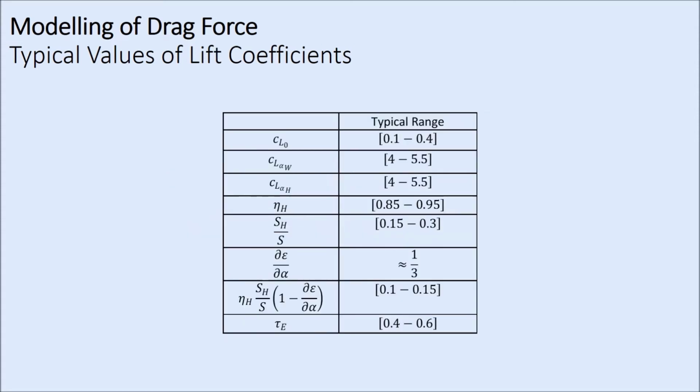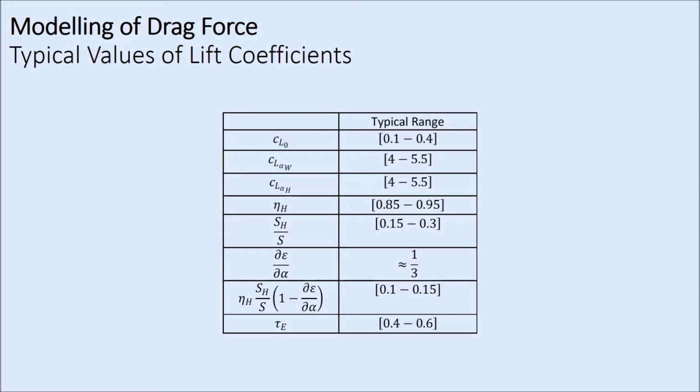So let's move on and look at the lift coefficients, starting with CL0. So this is the lift coefficient at the reference condition, or when angle of attack equals 0. So this is the one associated with camber. So for a symmetric aerofoil, CL0 would be 0, but for typically cambered wings and horizontal tails, we're looking at somewhere in the region of 0.1 to 0.4.